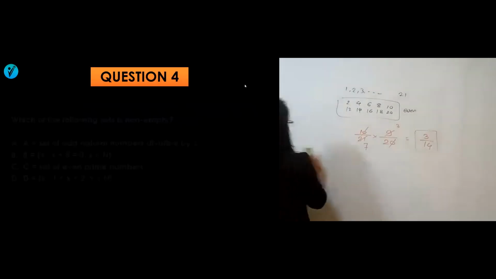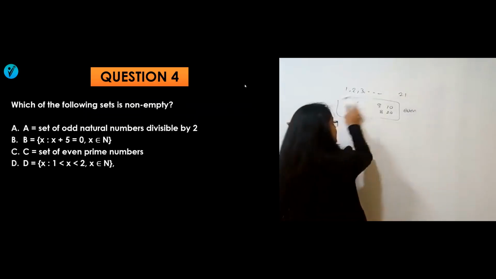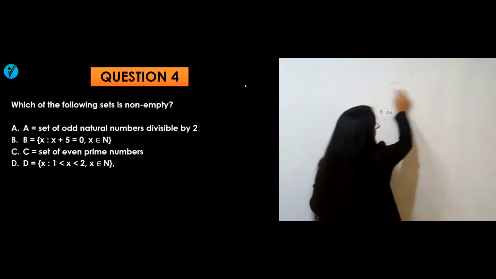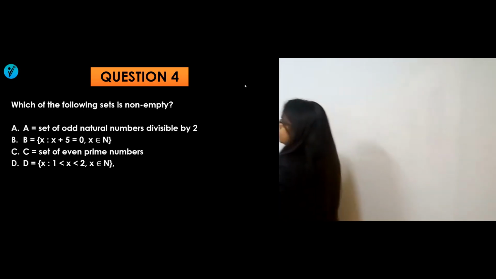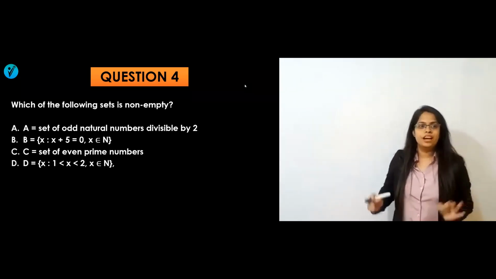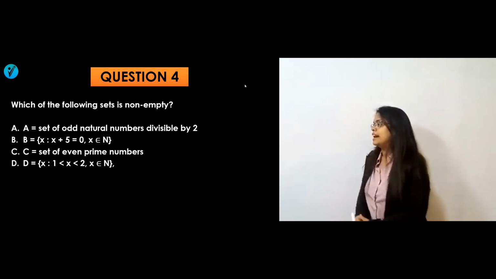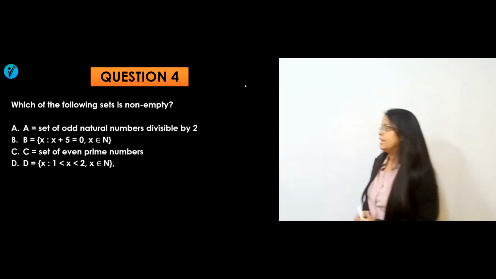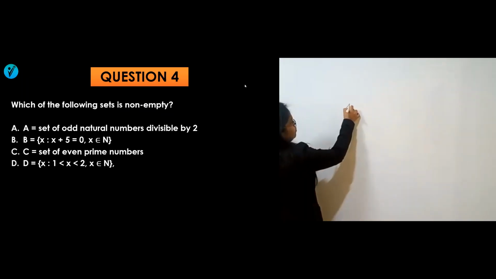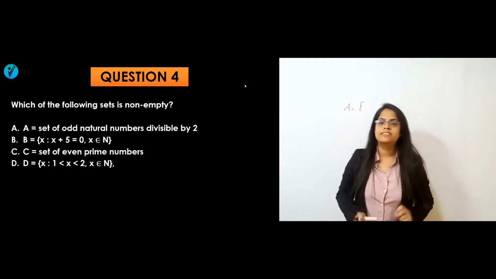Question number 4. Let's see what they are saying. All these questions are either repeated or the most important. So let's see this question. Which of the following sets is non-empty? We have to find the non-empty one. So let's see. First is option A, the set of odd natural numbers which are divisible by 2. First thing, natural numbers.